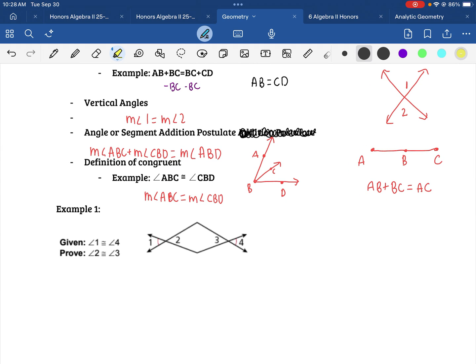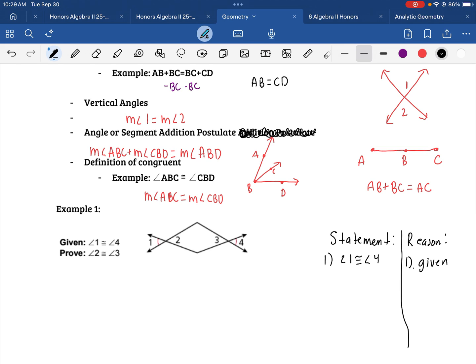So we are going to look at this example 1 first. We are given that angle 1 is congruent to angle 4. It's already drawn nice in our picture for us. So I'm going to start off my proof. You make a 2-column proof, statements and reasons. Your first statement is always going to be something that is given. So we know that angle 1 is congruent to angle 4. And your reason for that is given.